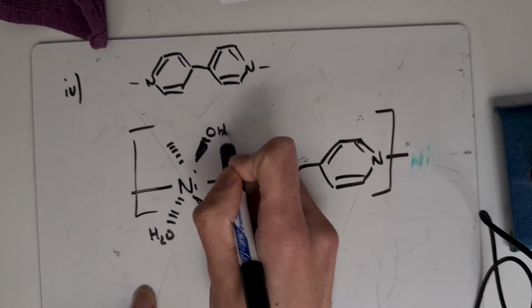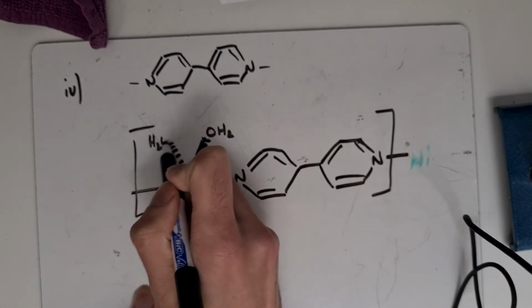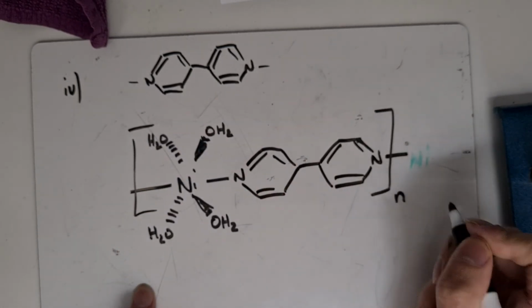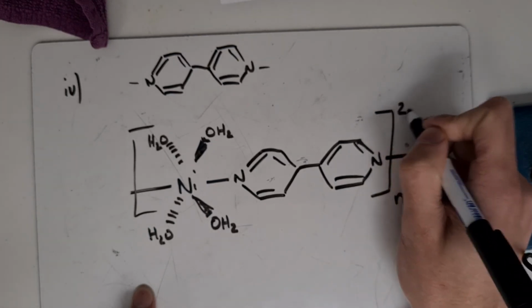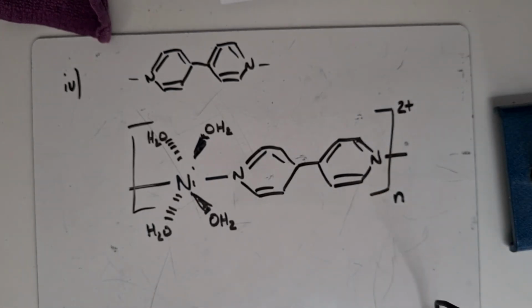Making sure the bond is to the oxygen. And so that'll be N. And was it 2 plus or 3 plus? 2 plus. So that is our repeat unit for the coordination polymer.